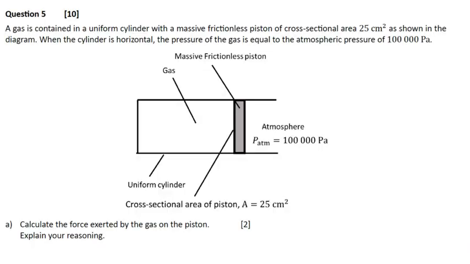Là, nous avons devant nous question 5. A gas is contained in a uniform cylinder with a massive frictionless piston of cross-sectional area 25 cm², as shown in the diagram. When the cylinder is horizontal, the pressure of the gas is equal to the atmospheric pressure of 100,000 Pascal.